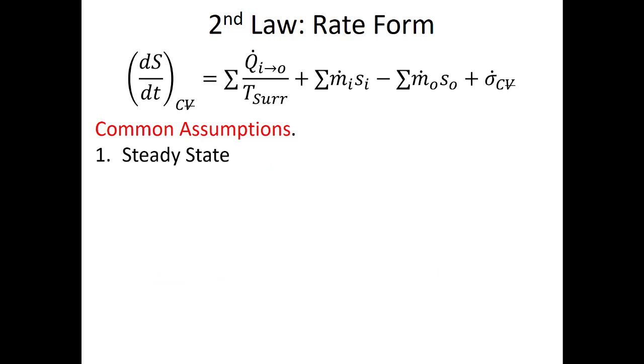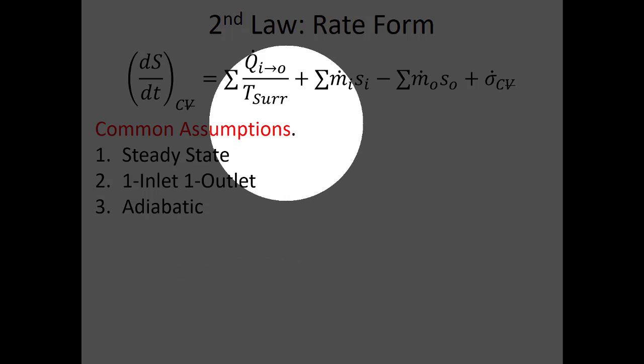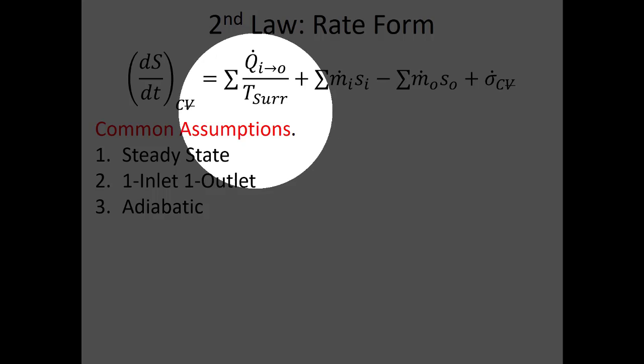Common assumptions for this equation could be steady state, almost always actually in this class. Could be one inlet and one outlet, so the summation signs would go away. If you can write out this equation and make an assumption, the way you draw your control volumes, that it's adiabatic, I would recommend doing that. I think usually when people make mistakes in this equation, it's with this temperature term, by either picking a relative temperature instead of an absolute temperature, or by picking a temperature inside the control volume instead of outside the control volume.